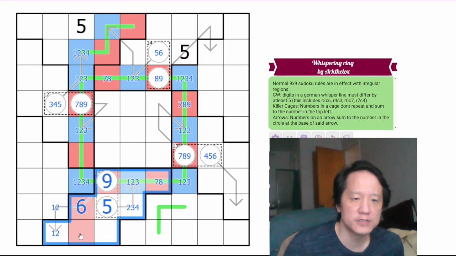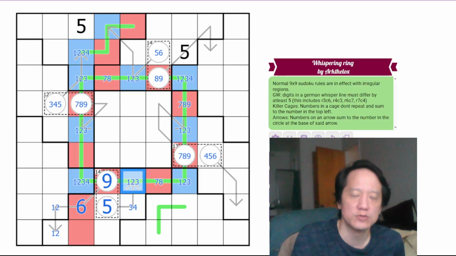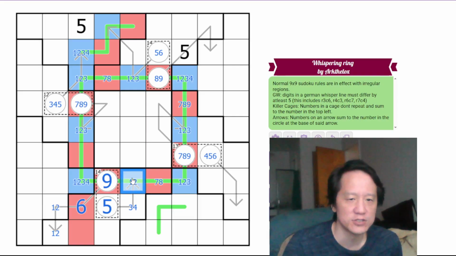In this region, we have one of these digits is 1. This pair is either 1, 4, or 2, 3, and this digit is 1 or 2. So whatever 1 or 2, both of these 1 or 2s see this cell. So this can never be 2. This can never be 3 then. So this 1 or 2 matches this one, and we have a 1, 2, 1, 2 pair in this region, which eliminates 1 and 2 in the rest of the region.